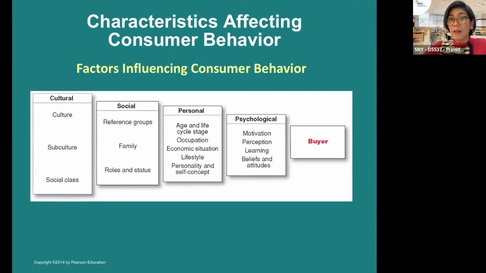And then there are psychological factors, with motivation, perception, learning, beliefs, and attitudes as the elements or dimensions. Now let's take a look at each of these. Now, culture. What is culture?